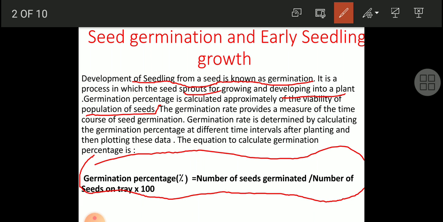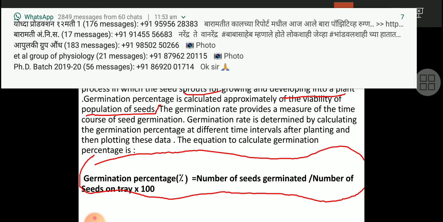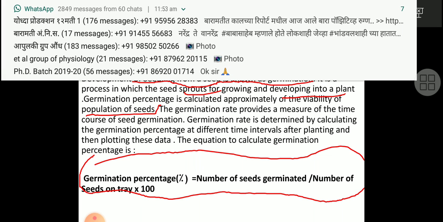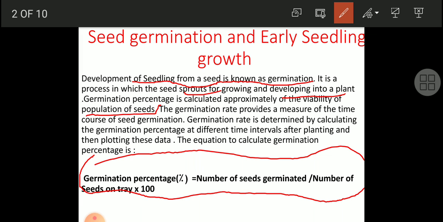Suppose we have put 50 seeds into the petri plate and out of that 25 germinated. Then what is the percentage? Definitely 50%. So how to calculate? The number of seeds germinated is 25, and the total number of seeds put for germination in the petri plate is 50. So 25 divided by 50 multiplied by 100. Now 100 divided by 50 is 2, so 25 multiplied by 2 equals 50.